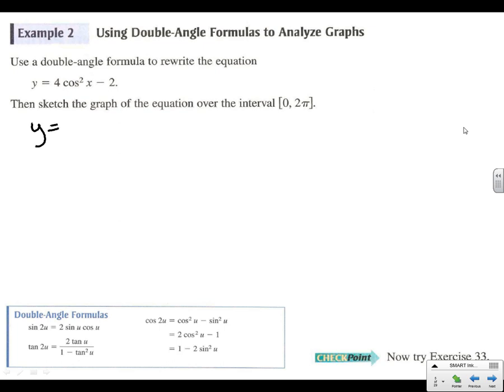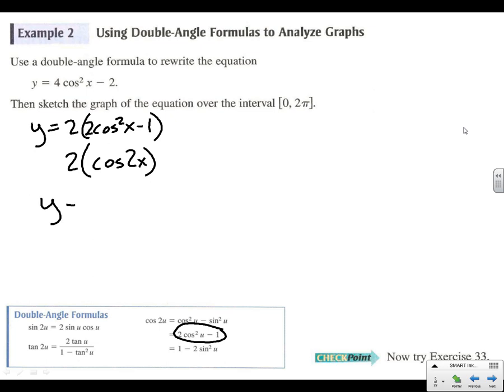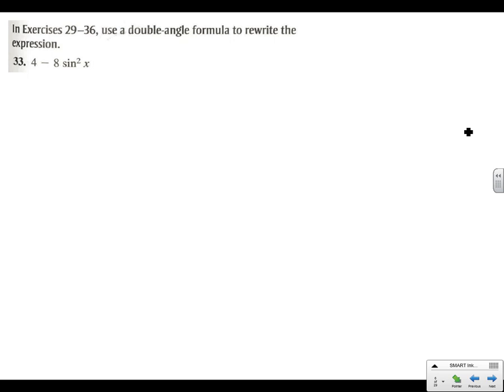Y equals, I'm going to pull a 2 out of this. So we've got cosine squared x minus 1. Oops, I forgot my 2. 4 divided by 2 is not 1, it's 2. 2 cosine squared x minus 1 turns into cosine of 2x. So we've rewritten this as y equals 2 cosine of 2x. Your job, do something similar on 33.